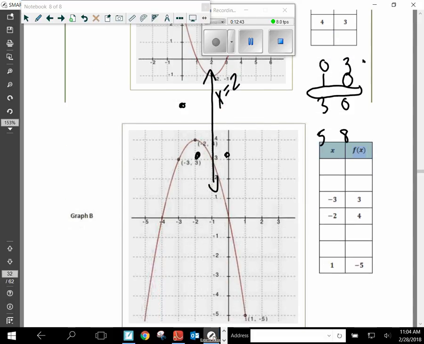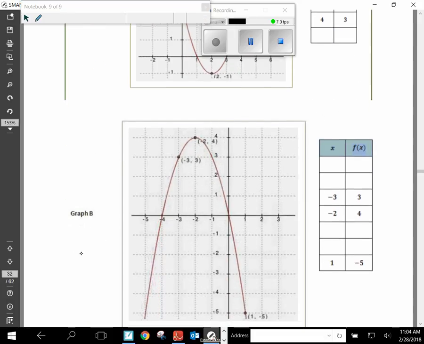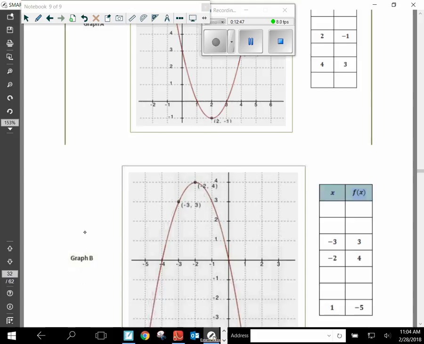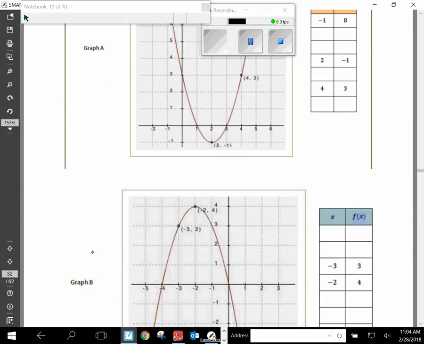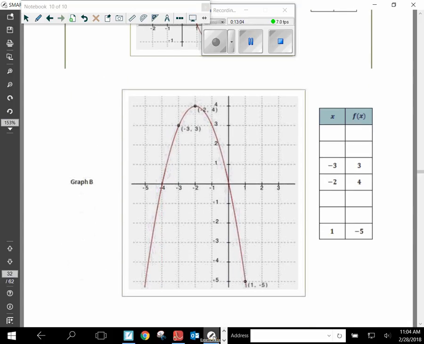Down below here, we have another one. Oh, I forgot to mention, A for this one must be positive because it's opening up, whereas for B, A is negative. It's less than 0 because it's opening downwards. So let's fill in this one. If you haven't already, hit pause. If not, here I go.